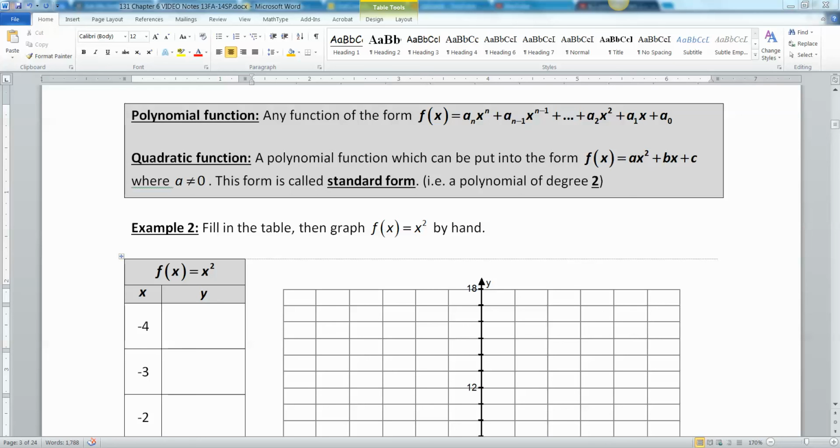Now that we've reviewed how to combine like terms, we want to explore just a little bit of what a polynomial function is, since we're going to be working with these functions for both Chapter 6 and Chapter 7. So a polynomial function is any function that's of the form f of x equals a sub n x to the n plus a sub n minus 1 x to the n minus 1, and so on all the way down to a0, which is a constant.